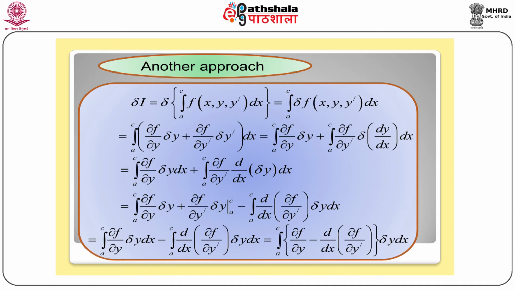Now, this term has been integrated using integration by parts. This gives two terms. As the variation delta y vanishes at the point A and at the point C, since both the curves meet at these 2 points, so this term vanishes. Thus, we have this term and this term. So, we get this result. Combining these two terms, we get this one.